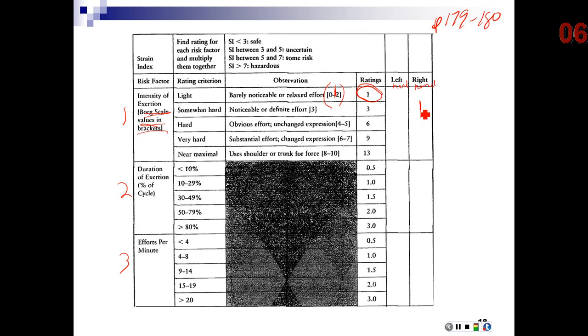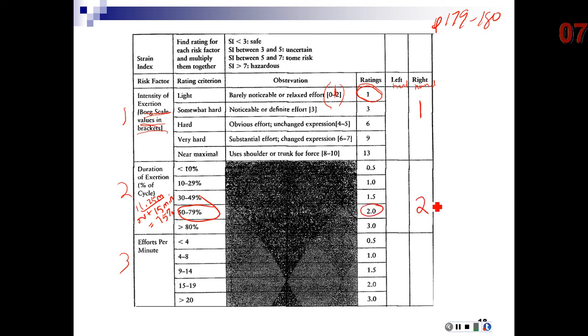For the second characteristic, the duration of exertion, I said he was actually moving his hand 11.25 minutes out of my 15-minute observation. If I divided those, that would be 75%, and I actually gave you that in the problem. So the duration of exertion is 75%, which falls into 50 to 79, and that gives me a value of 2.